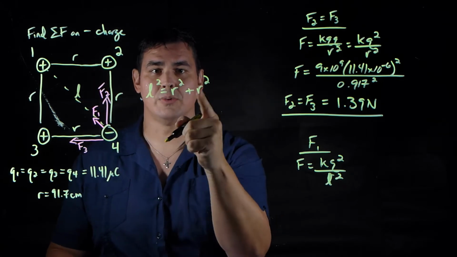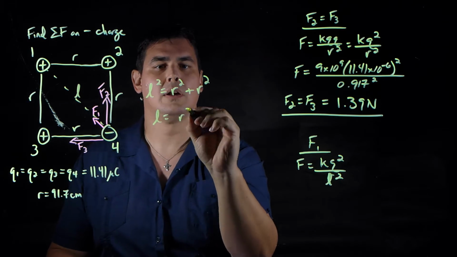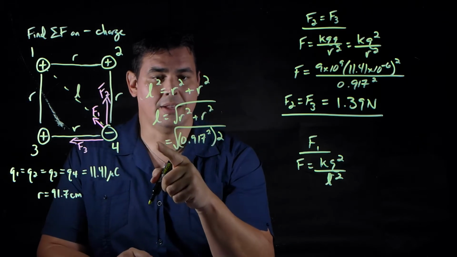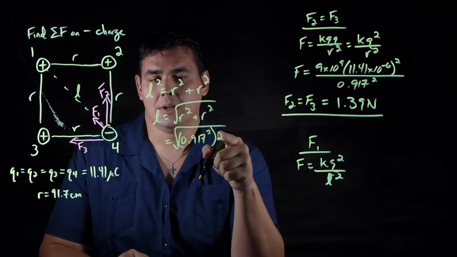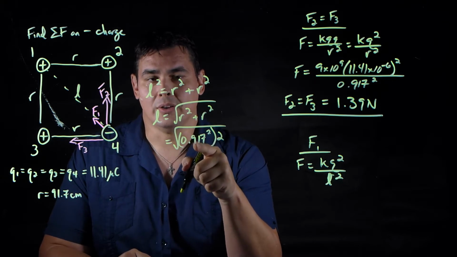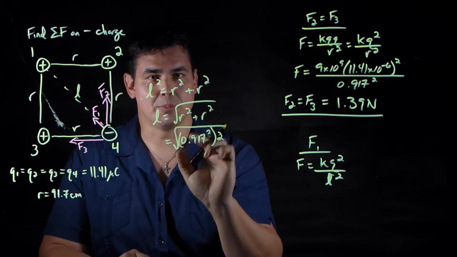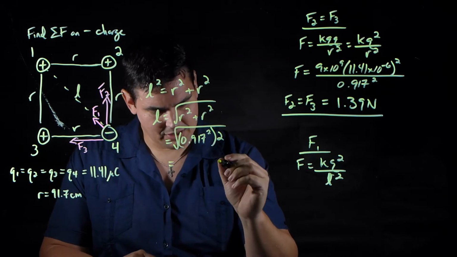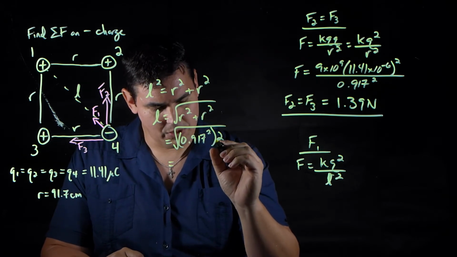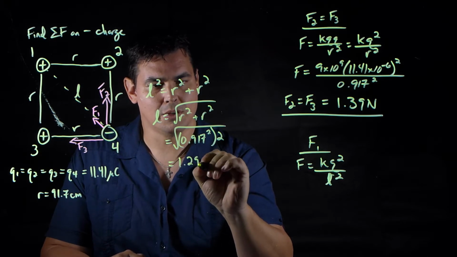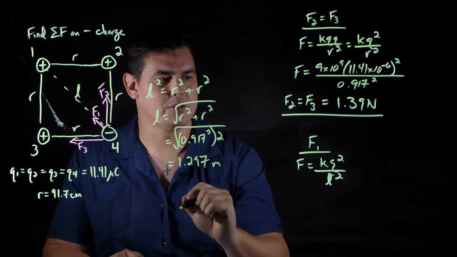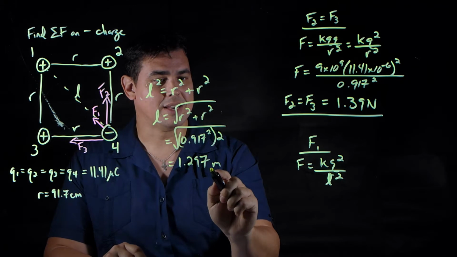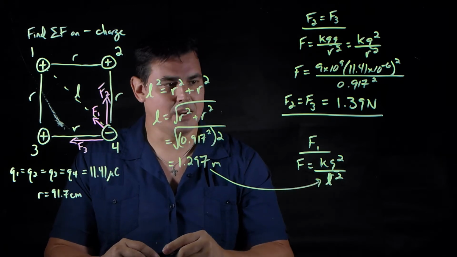L squared equals R squared plus R squared. So L is going to equal the square root of 0.917 squared plus 0.917 squared. If you do this, you get L equal to 1.297 meters. Now I can take this and plug it in here.